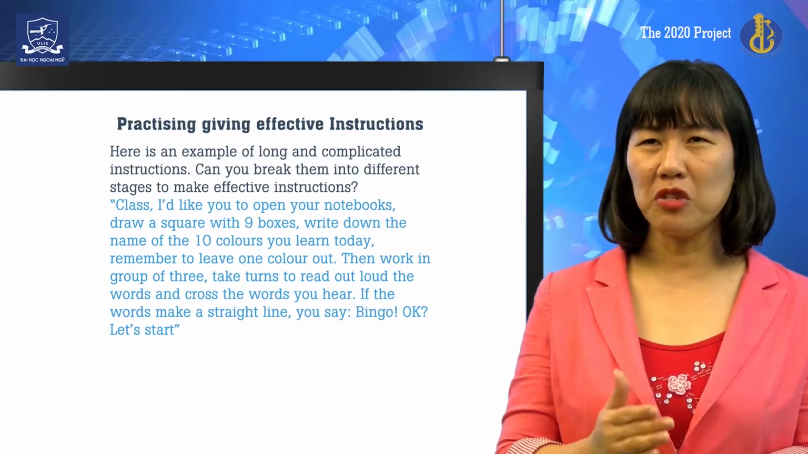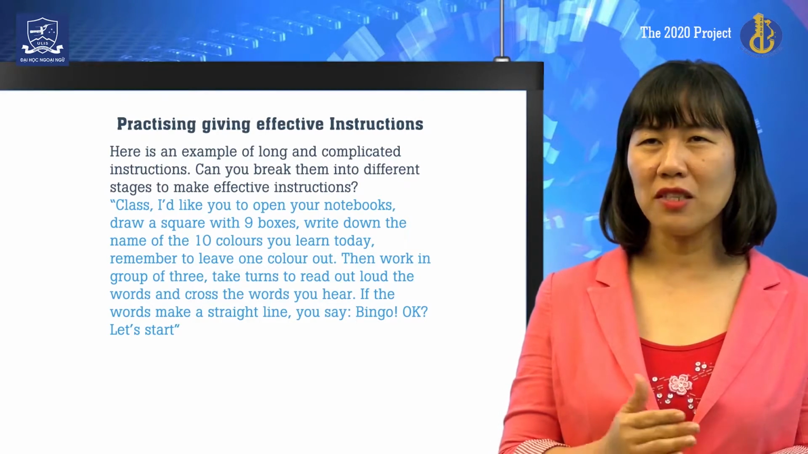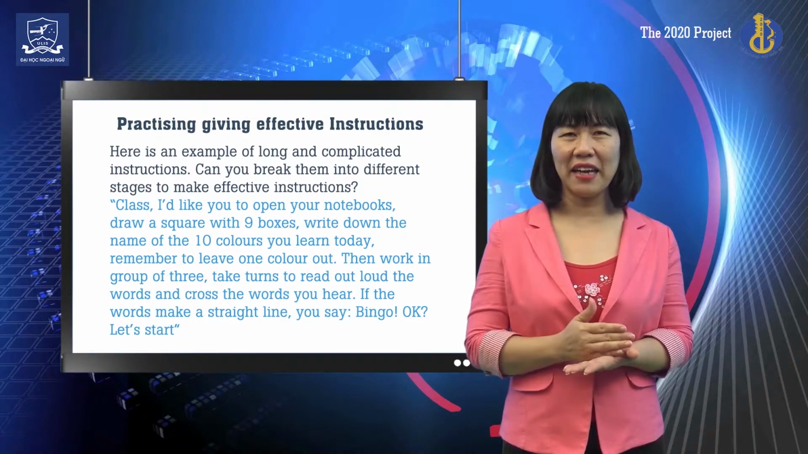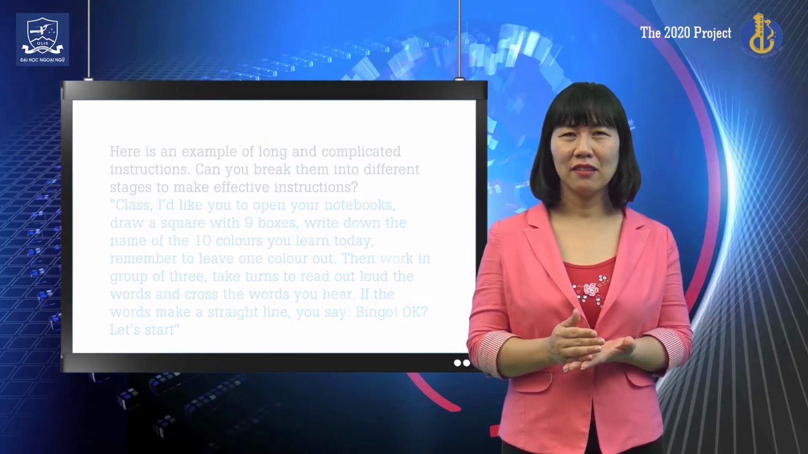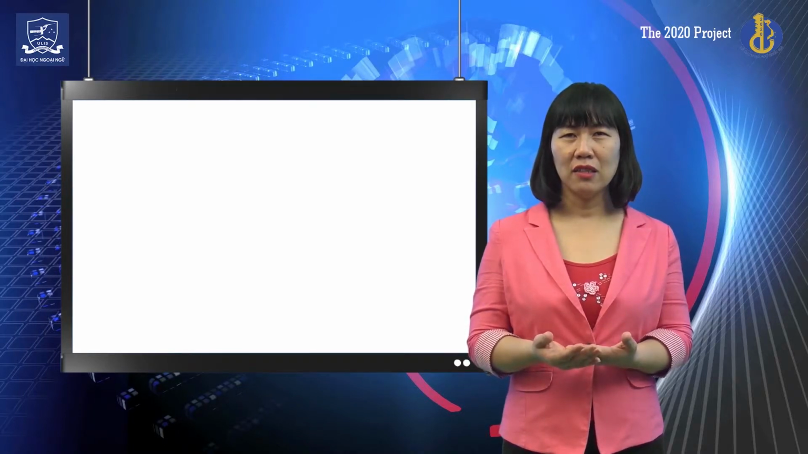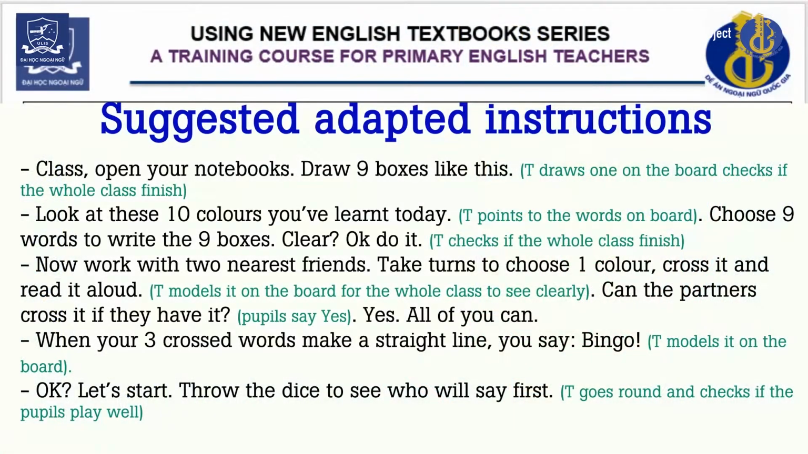Then work in groups of 3. Take turns to read out loud the words and cross the words you hear. If the words make a straight line, you say bingo. Okay, let's start. You see, it is a very long instruction. The students cannot understand. Here is a suggested answer.